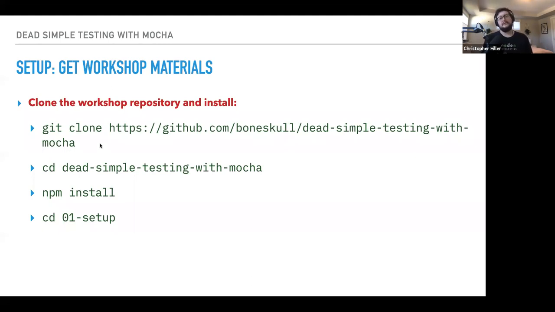Once you have that cloned, you're going to want to navigate into the working copy, which is the dead-simple-testing-with-mocha directory. You're going to want to run npm install. Yes, it's a monorepo, so it's going to reach into a bunch of subdirectories and run npm install in there. It's not really a huge deal, but I'll wait a few minutes and let you do that. I'm going to kill my camera. I'm going to give you about 3 minutes.